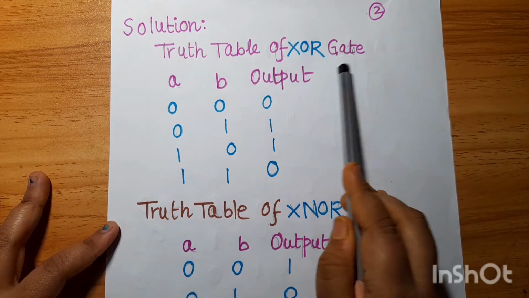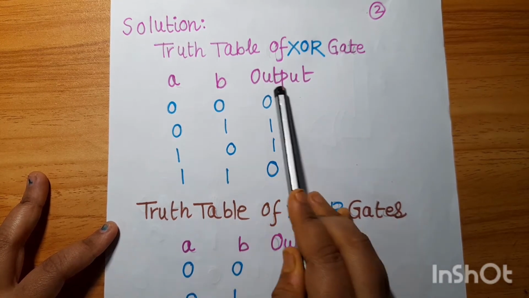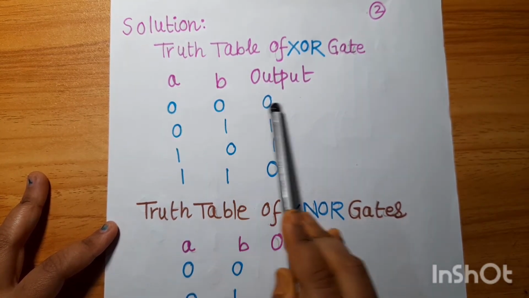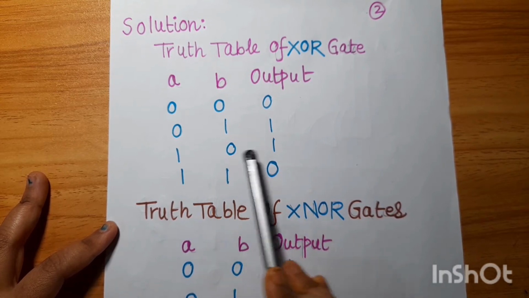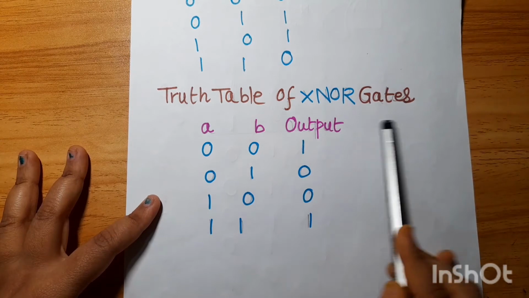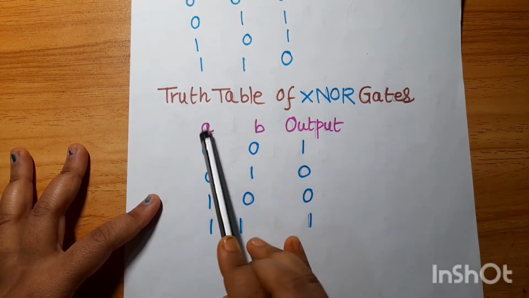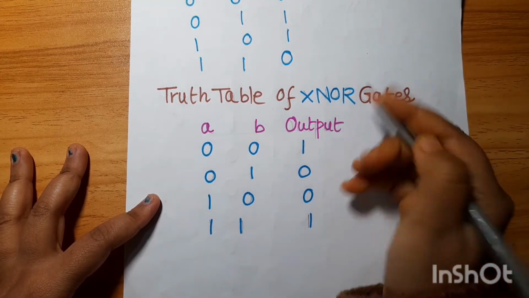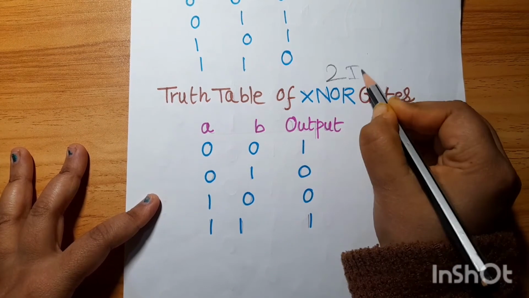Solution: truth table of the XOR gate. A, B are the 2 inputs. Output is 0, 1, 1, 0. Truth table of the 2 input XOR gate. A, B are the inputs.